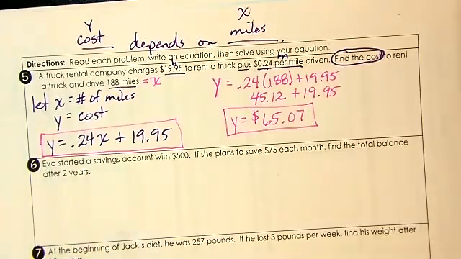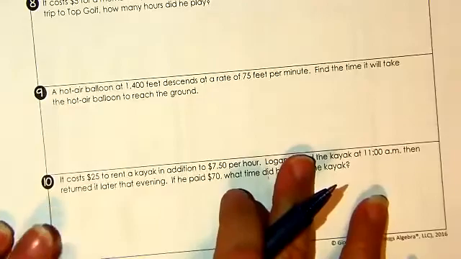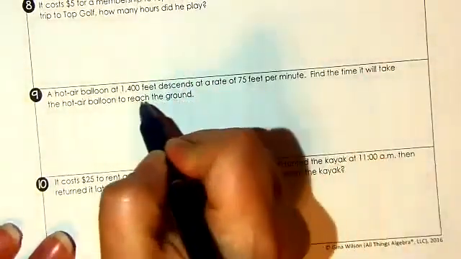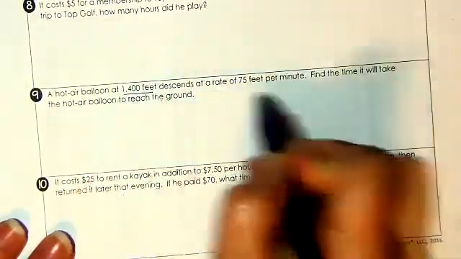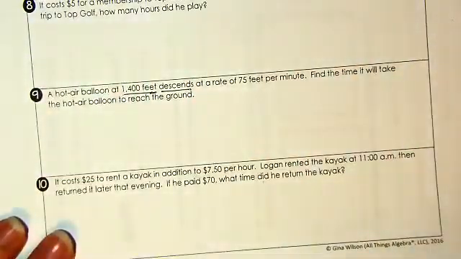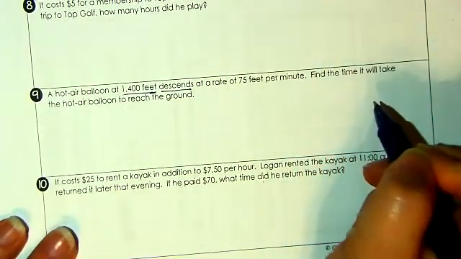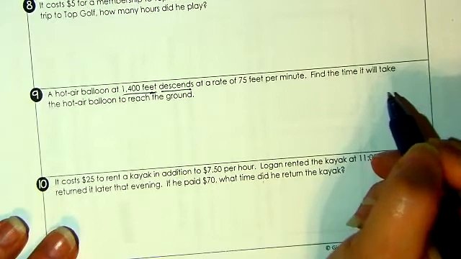Okay, jumping down to number 9. It says a hot air balloon at 1,400 feet descends. Okay, so that means it's going down. Okay, at a rate of 75 feet per minute. Find the time it will take the hot air balloon to reach the ground.